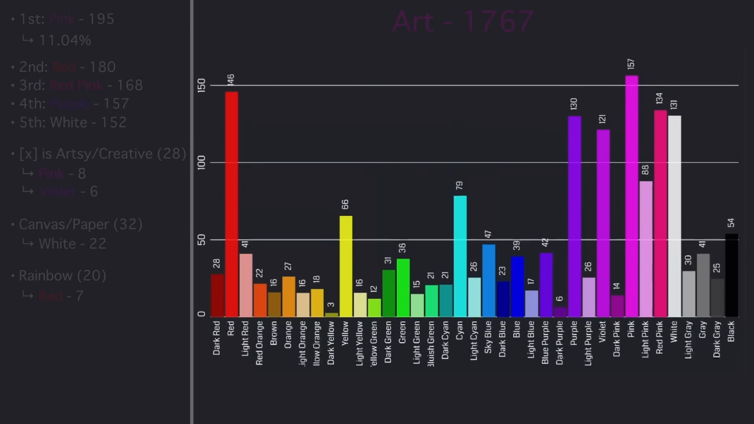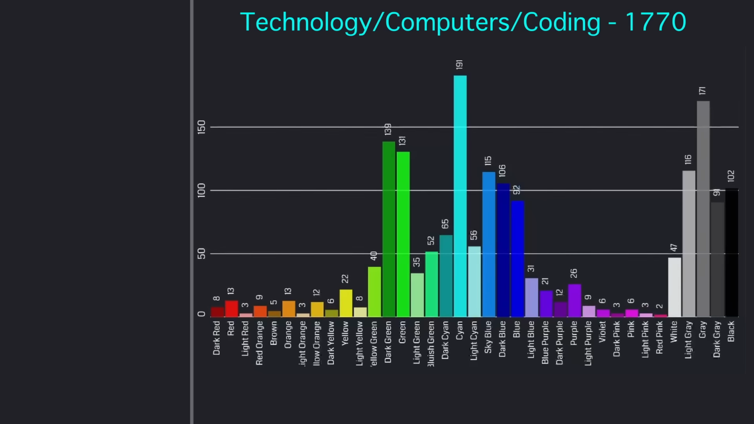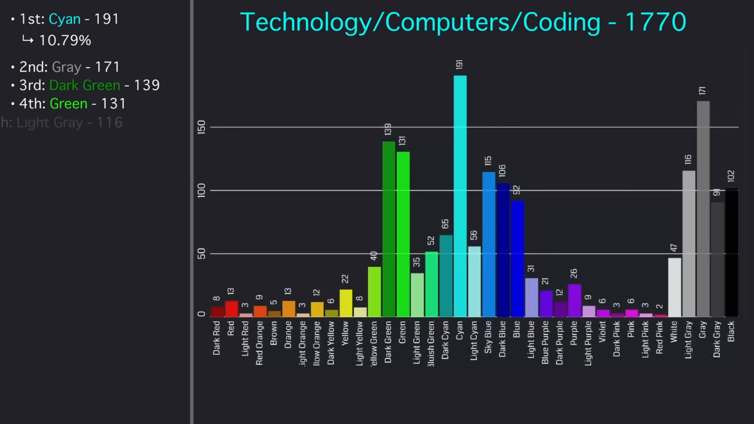Next up is technology, computers, and coding with 1,770 submissions. This subject's most chosen color was cyan with 191 submissions, or 10.79%, followed by gray in second with 171, dark green in third with 139, green in fourth with 131, and light gray in fifth with 116. Once again, there was ever so barely not a tie for fifth, with sky blue only a single submission under light gray.